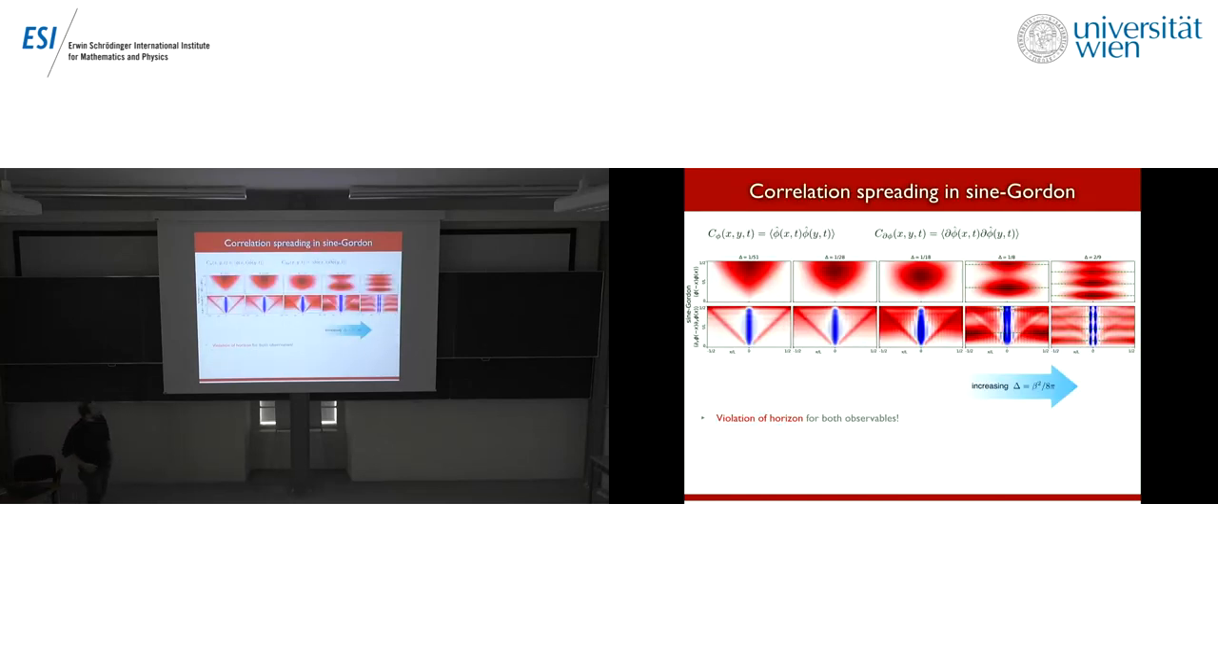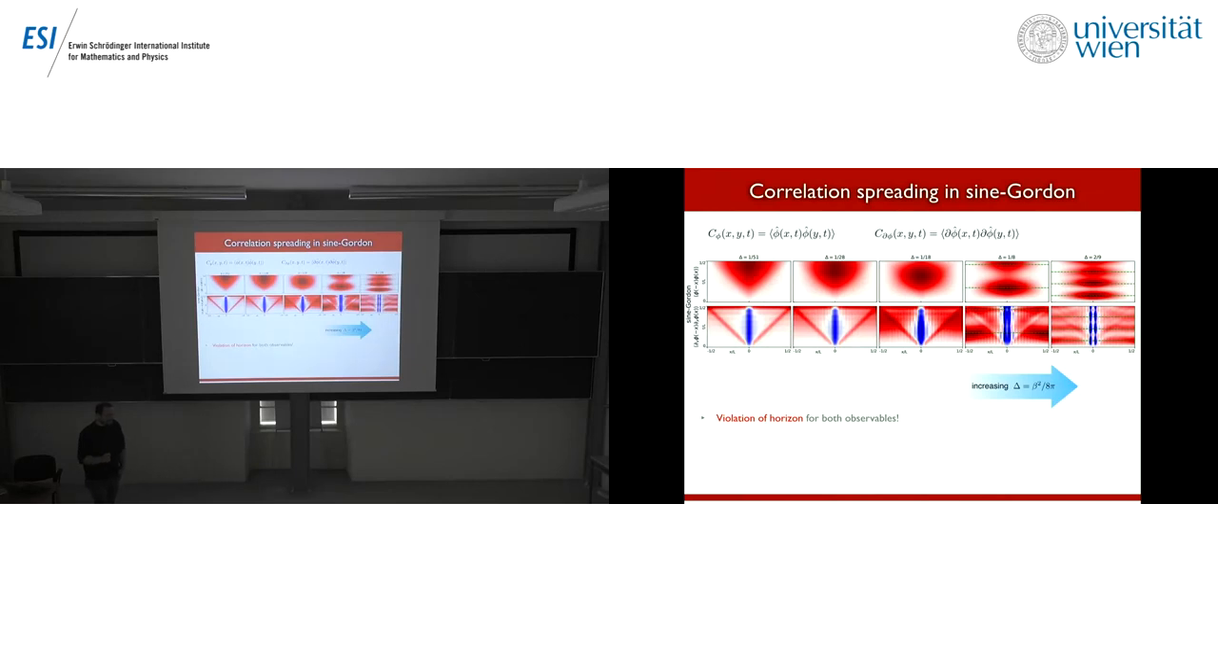So let's see now what we get if we study the effect of interactions, and in particular topological excitations, in correlation spreading. We used our method, the truncated conformal space approach, to study the spreading of correlations in the Sine-Gordon model. We are looking here in the first row at phase correlations, the phi-field two-point correlations, and in the second row at correlations of the derivative of the phi field.